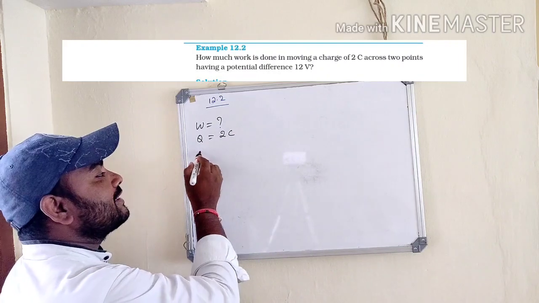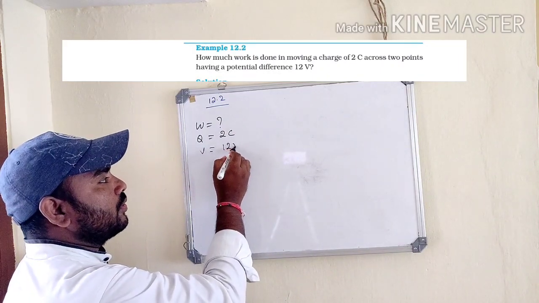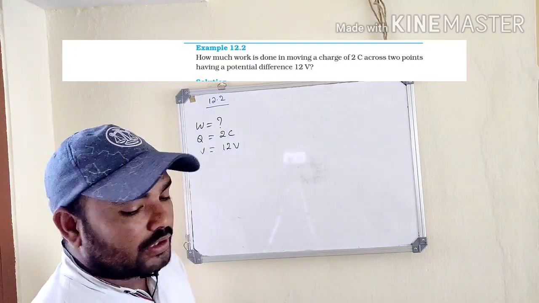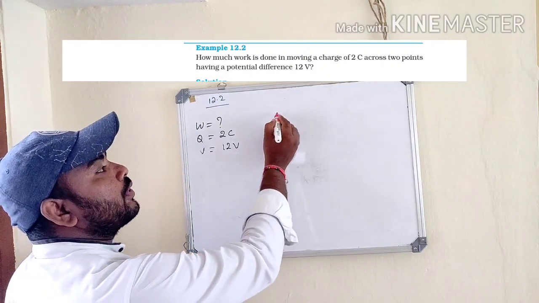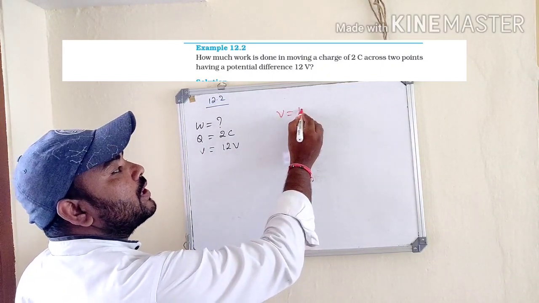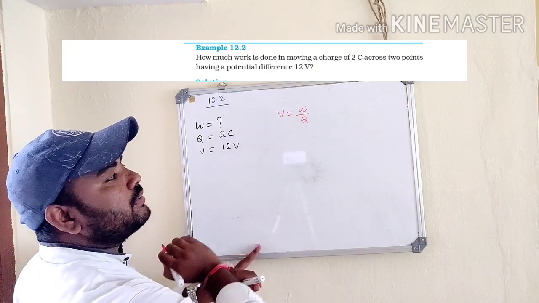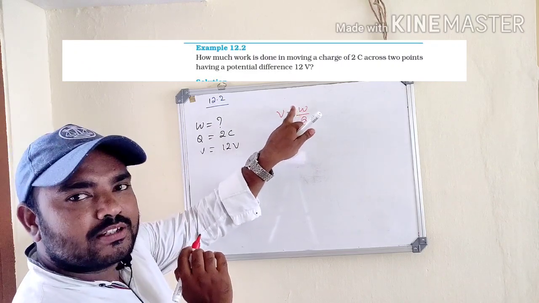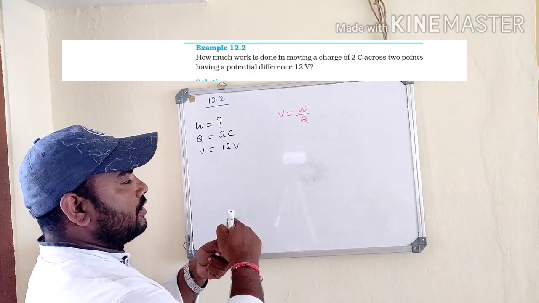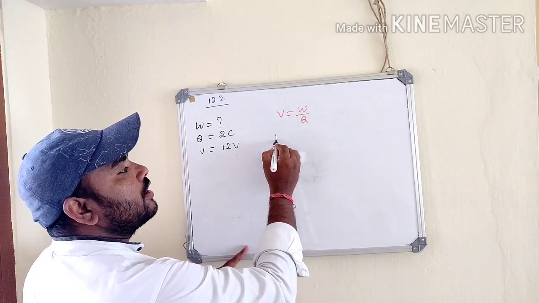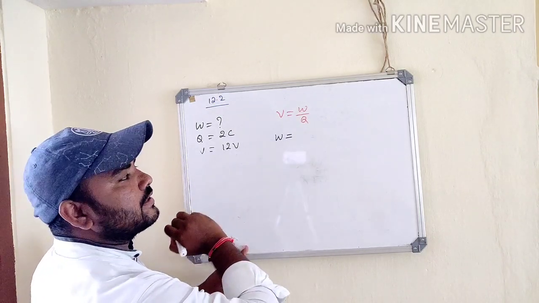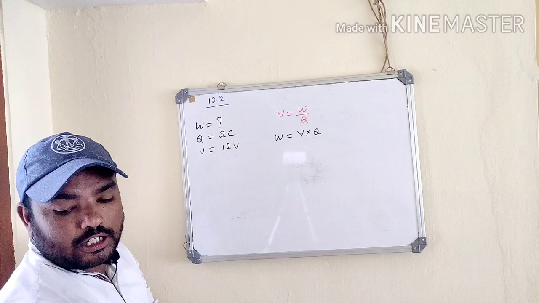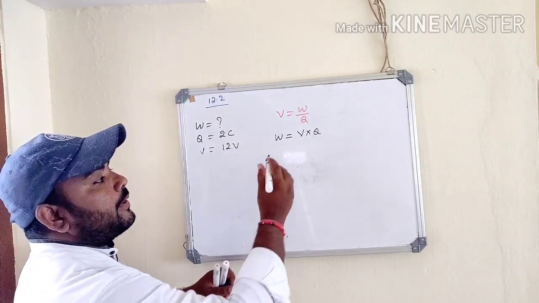And what is the potential difference here? V has been mentioned, it is 12 volt. So in that case, let me calculate. As I told you, potential difference V equals W upon Q, I mean work done over the charge. But he is asking how much work is done. So if I rewrite this formula, it becomes W equals V times Q, the amount of work done equals V times Q.